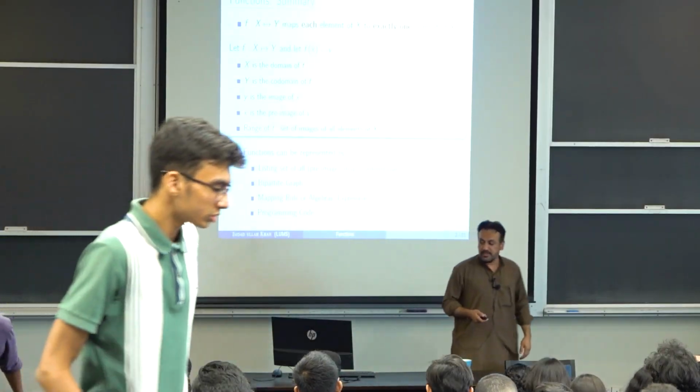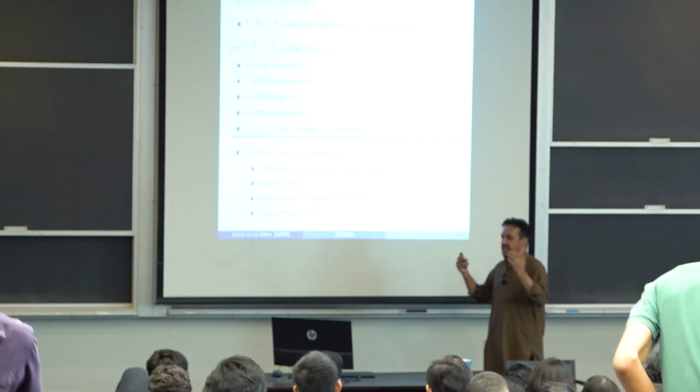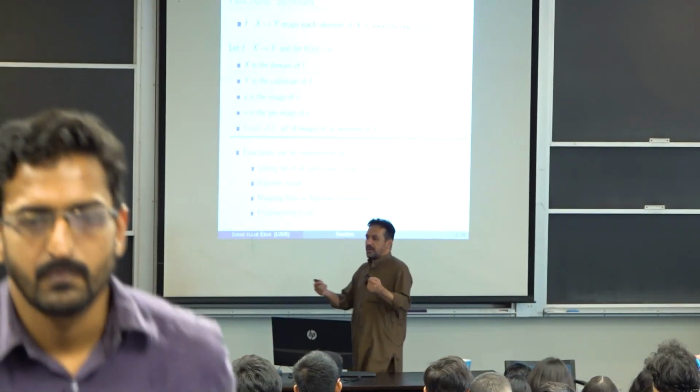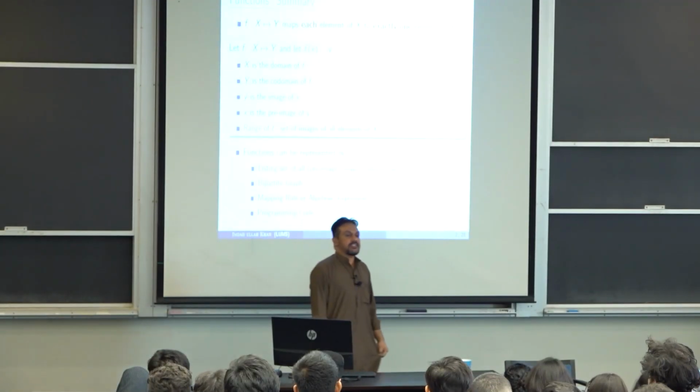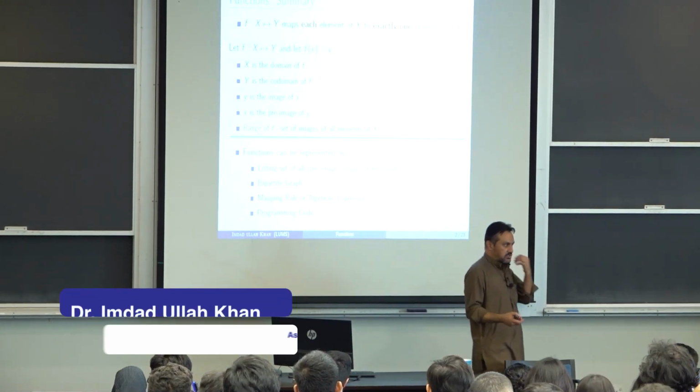The range is the set of images, the set of all actual outputs. Okay, the codomain is the set of possible outputs, and the range is the set of actual outputs.